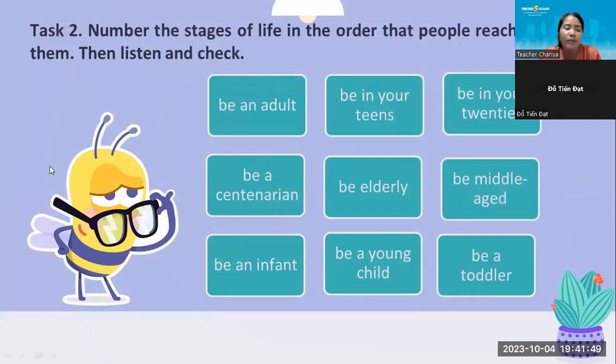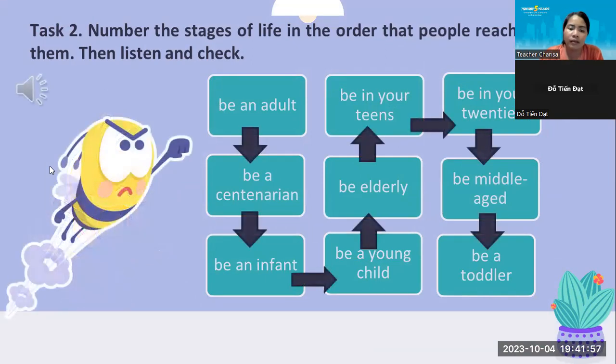Task two. Number the stages of life in order that the people reach them. Then listen and click. Okay, for example. So, which one comes first?